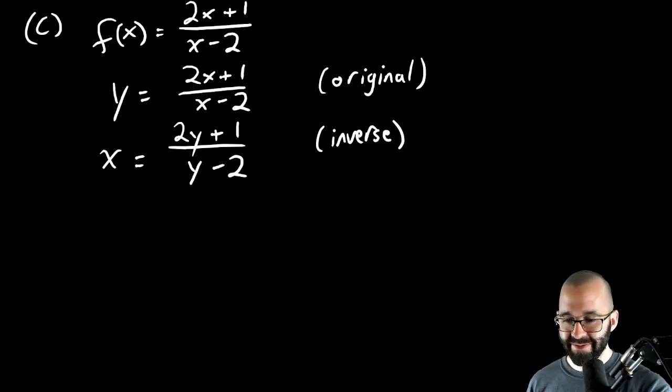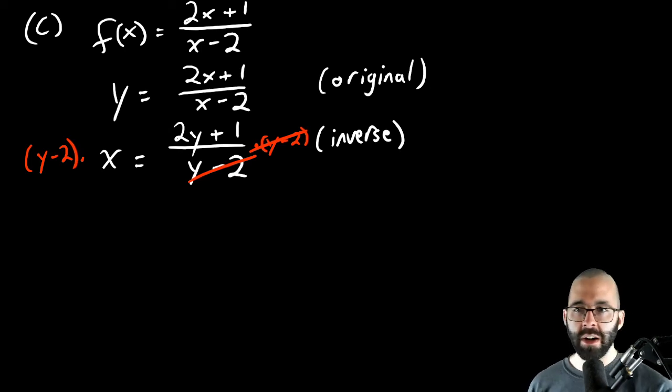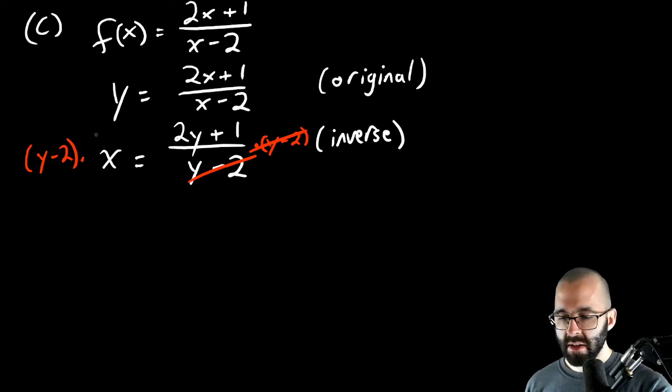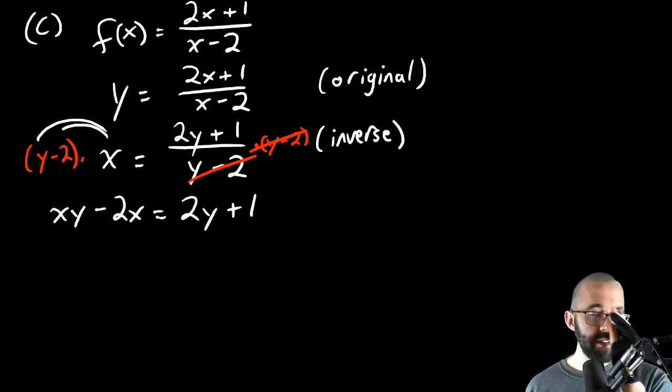Algebra checking time. Anytime you have the variable you're solving for in the denominator, that's a problem. So we need to get out of the denominator by multiplying both sides by y minus 2. Because if we do that, it cancels on the right. No more variable in the denominator. On the left, let's distribute: x times y minus 2 times x. On the right, we have 2y plus 1 is all that's left over.